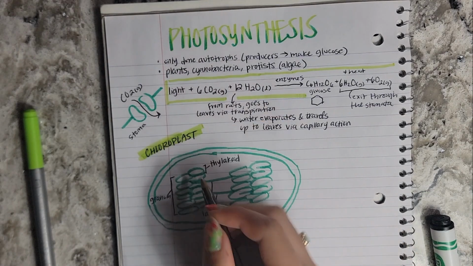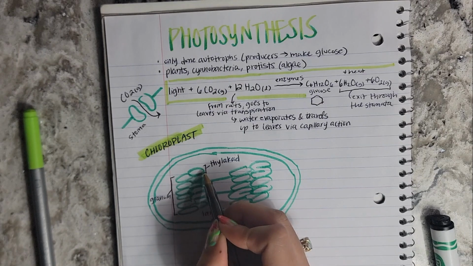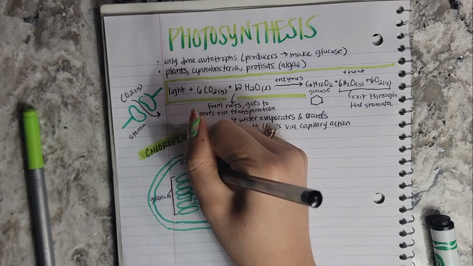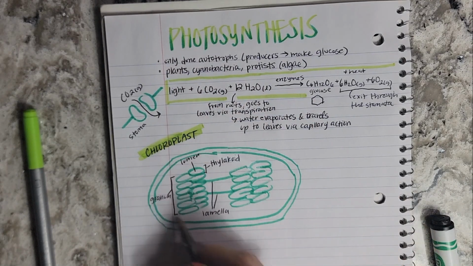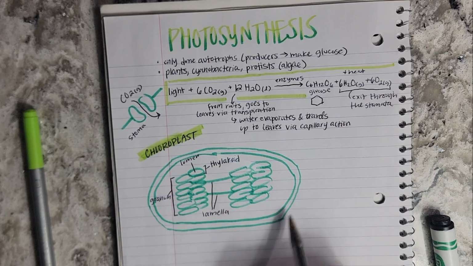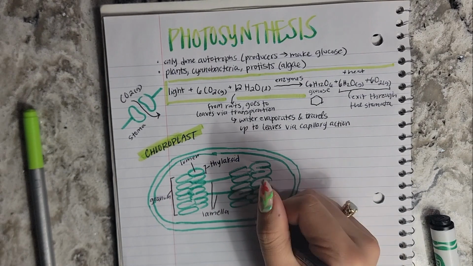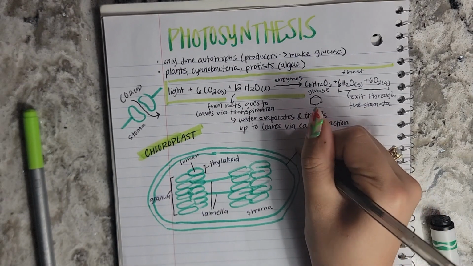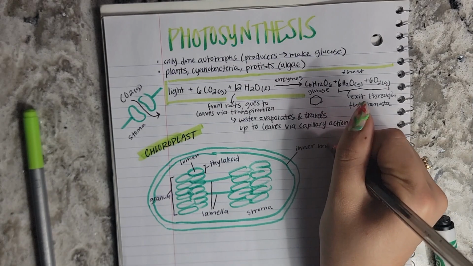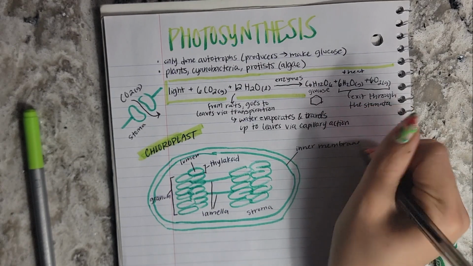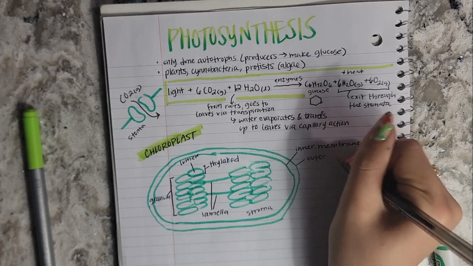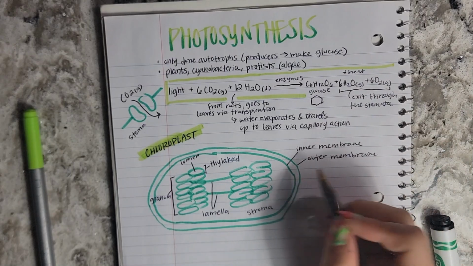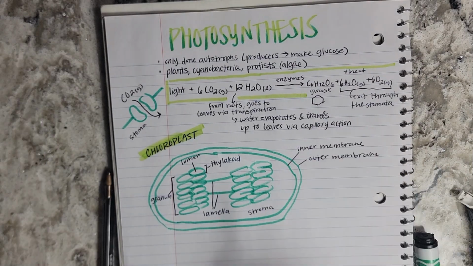And then there's a fluid space inside of the thylakoid, and that's called the lumen. And then there's also a fluid outside of the thylakoid, but inside the membranes, and this is called the stroma. Okay, this is the inner membrane, and this is the outer membrane, which I know, that was really hard. And if you also want to label it, the space in between is the intermembrane space, but I think you got it.